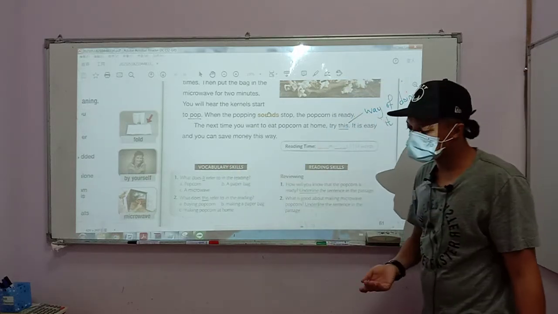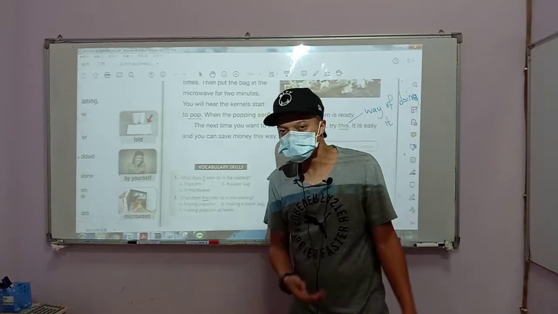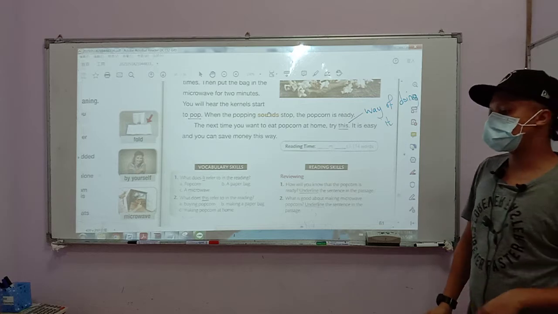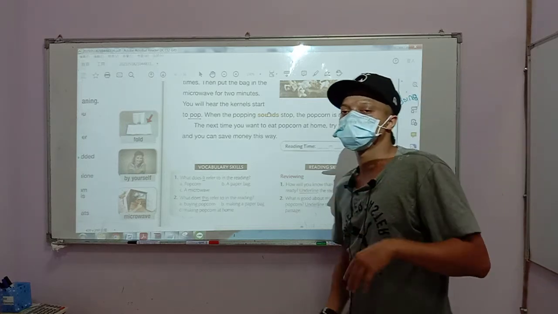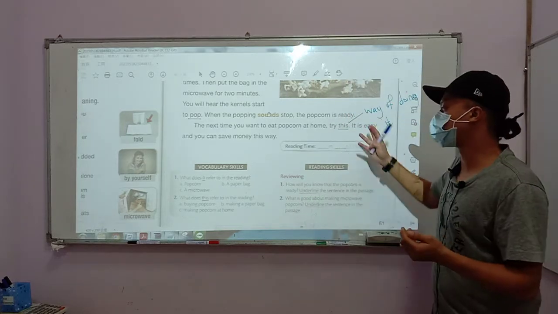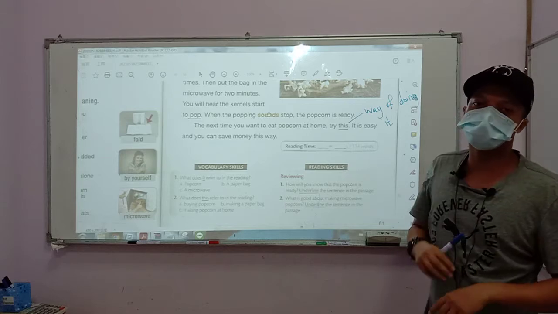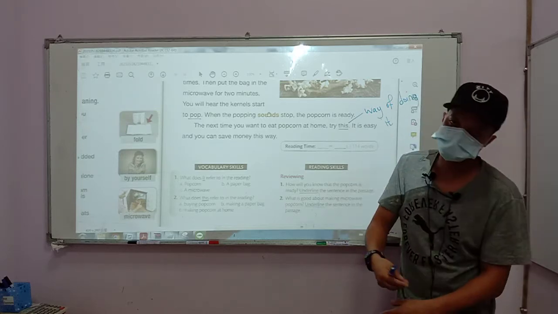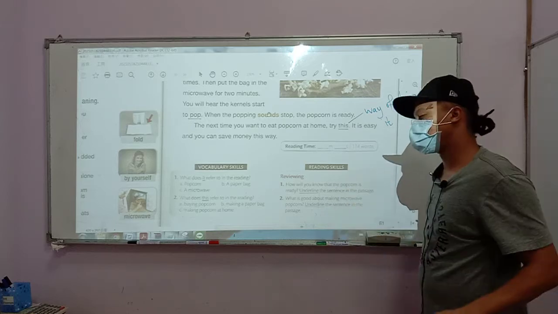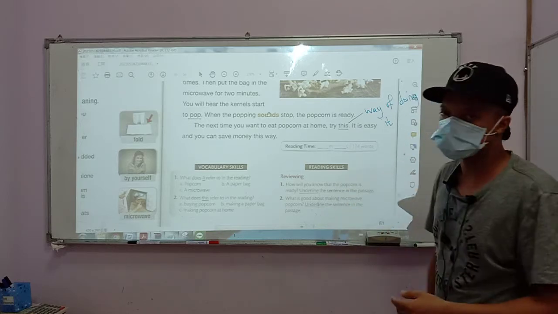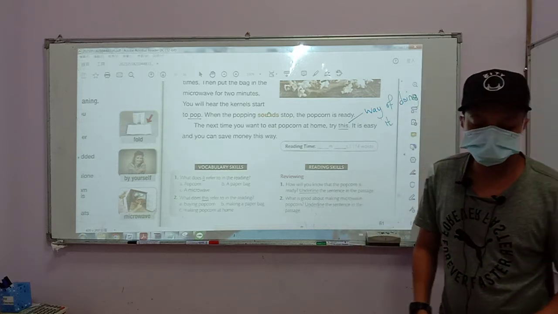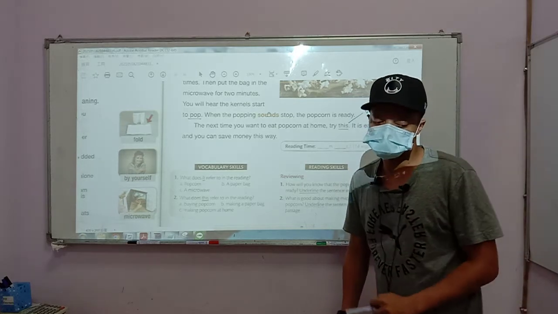So you save money because you don't need to go to the movie theater. You don't need to go to the store to buy an expensive bag of popcorn when you can just make the popcorn at home using this way. Put it in the brown bag, fold it, put it in the microwave for 2 minutes, and then you are ready and you have some delicious popcorn for your movies.